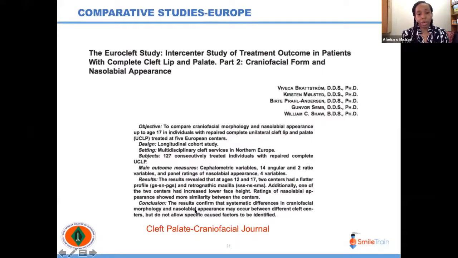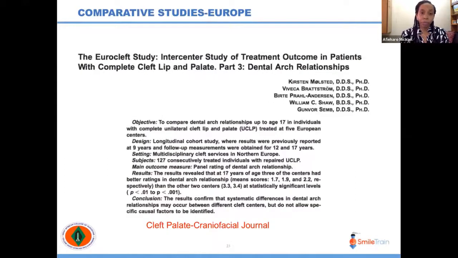And they did conclude that the nasolabial appearance was satisfactory in most of the centers, and for centers that were less than satisfactory, they were not able to say really whether it was the method of repair that resulted in the reduced satisfaction. The Eurocleft study, in measuring dental arch relationships, also used the GOSLON yardstick, and they confirmed that systematic differences in dental arch relationship occurred between different centers. And so they were going to move on to determine what causal factors were responsible for these differences in dental arch relationship between these centers.